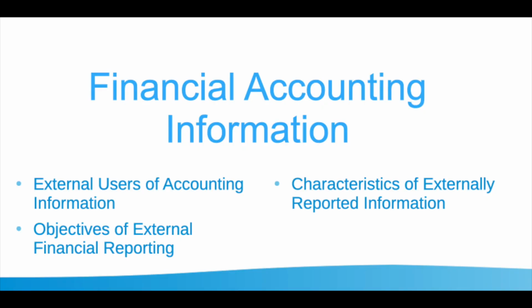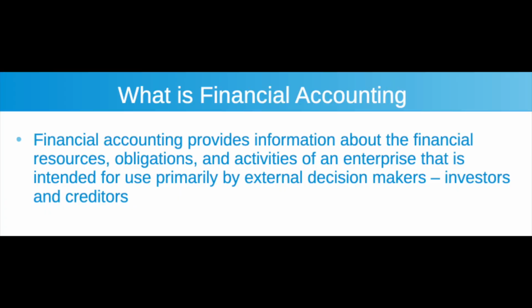Today, under financial accounting information, we're going to go over 3 things: external users of accounting information, objectives of financial reporting, and characteristics of externally reported information. Now, as you can see on the screen, financial accounting assists investors and creditors to make useful decisions.